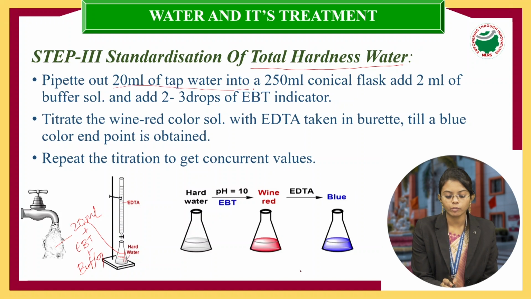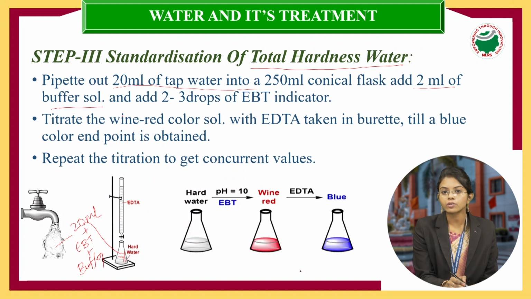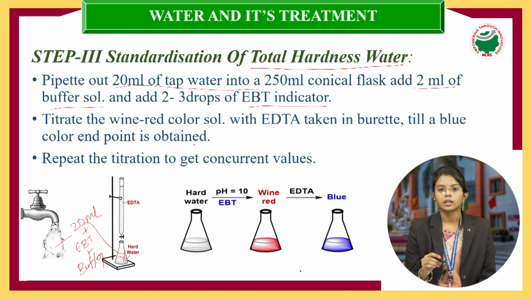So pipette out 20 ml of tap water into a 250 ml conical flask. Now add 2 ml of buffer solution, and to this add the EBT indicator. Now when you are titrating this wine red color solution with the EDTA, you can see formation of blue color in the conical flask, that is your end point. Now stop your titration and note down the titer value. Repeat it 3 times to get concordant values. From this step you are going to calculate the total hardness.